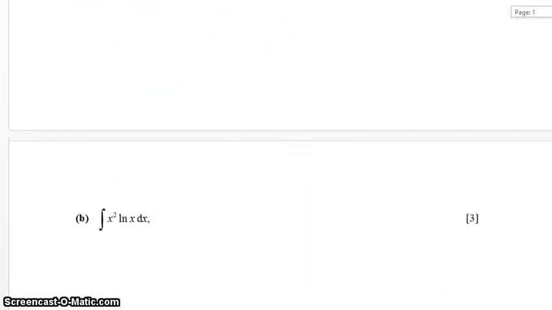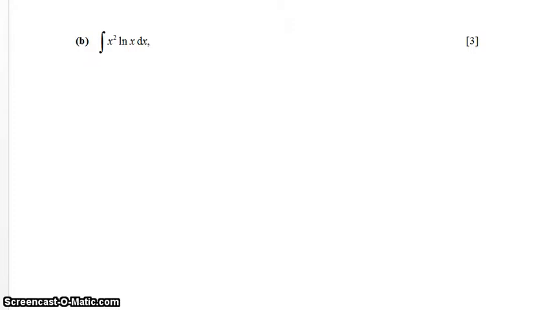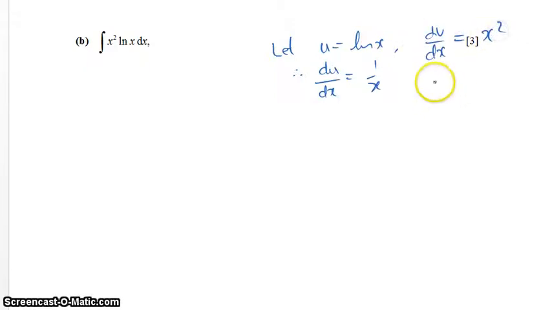So what about 1b? Well, 1b, we've got this. We can't do this as is, so we need to use by parts. So we let u equal to ln x, therefore du by dx would be 1 over x. We let dv by dx equal to x squared, and therefore v is 1/3 x cubed.